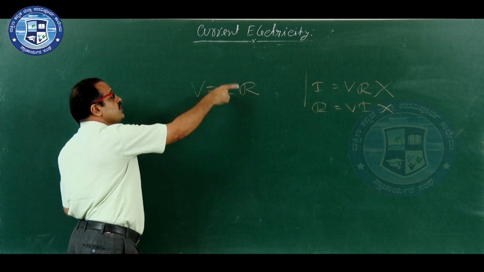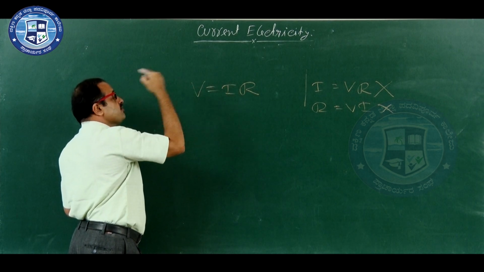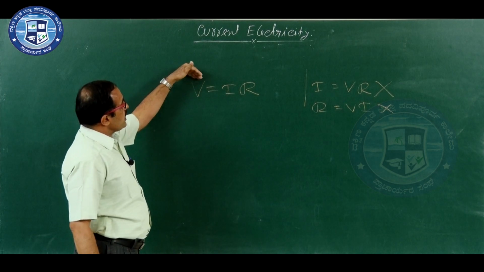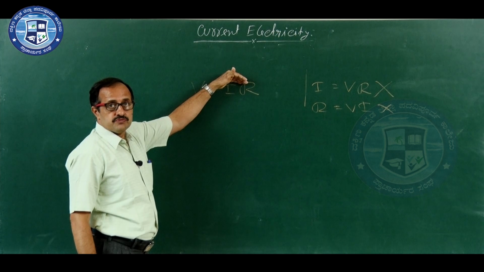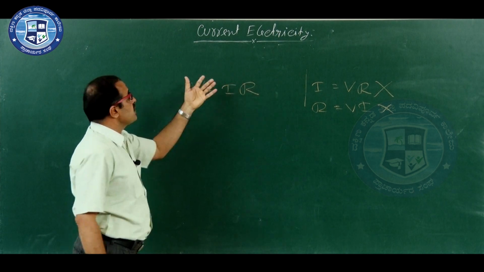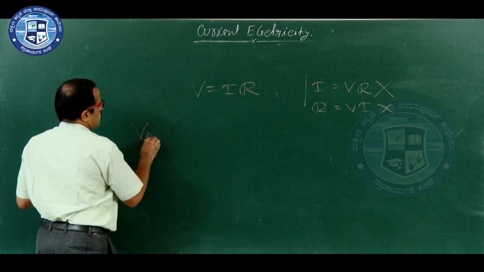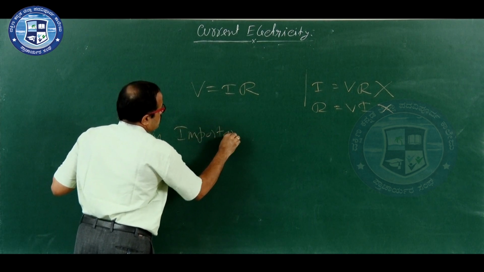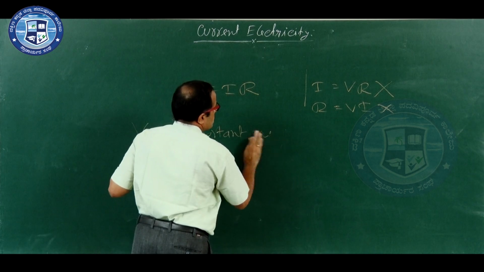So, there is one easy way to remember this. There is one easy method to memorize this. So, what is that? You say like this, very important relation. Ohm's law can be remembered like this: very important relation.